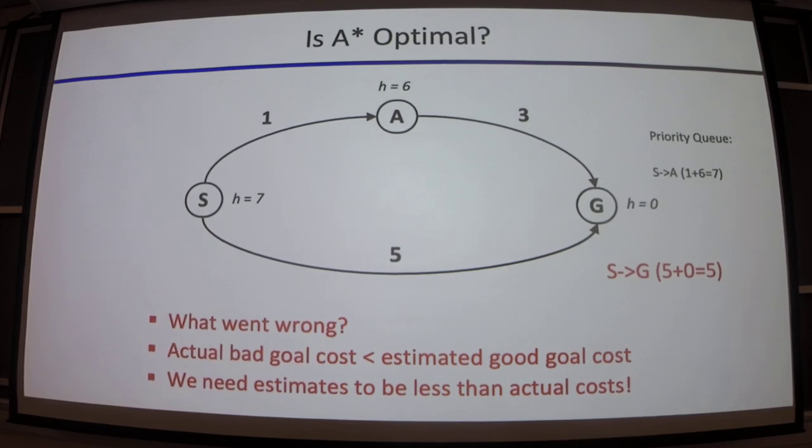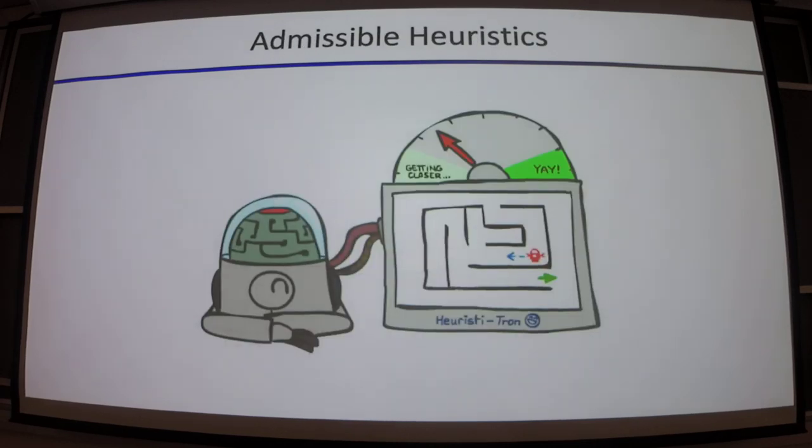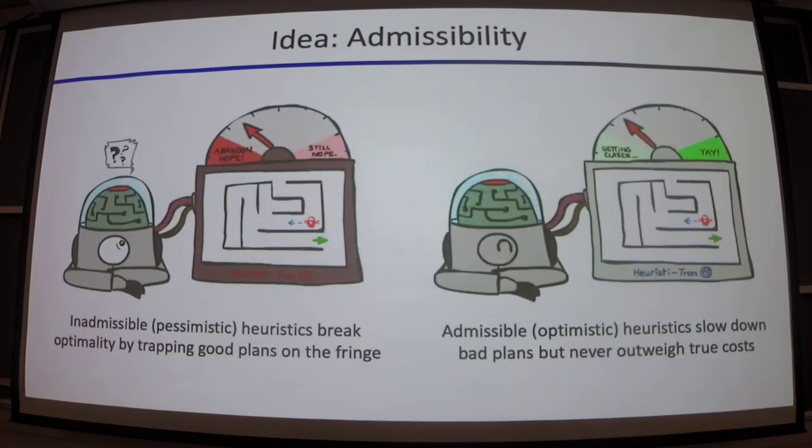Okay, so this brings up the notion of admissible heuristics. This is a definition. An inadmissible heuristic is pessimistic in that it can overestimate the cost to get to the goal from that particular state. An admissible heuristic, which is optimistic, means that it is an underestimate or is equal to the actual cost to get to the goal.